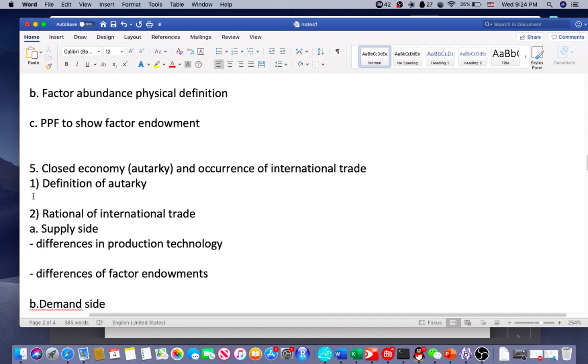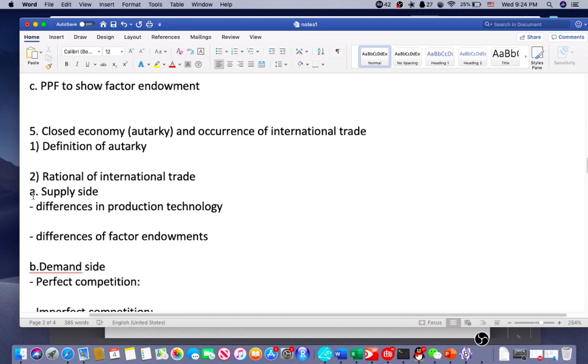What is the closed economy or autarky, and the occurrence of international trade? The autarky is a totally self-sufficient national economy with complete absence of foreign trade.